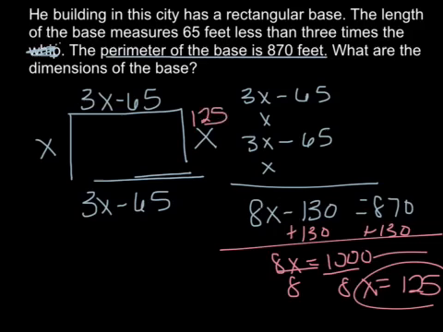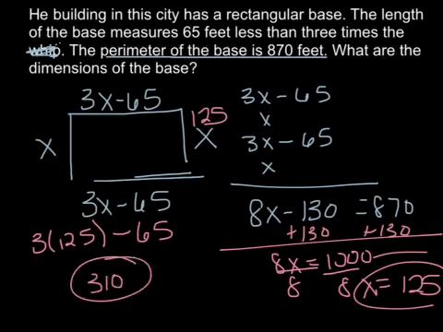But if I want the length, I have to say 3 times 125 minus 65. 3 times 125, subtract 65, and I get 310 for the length.